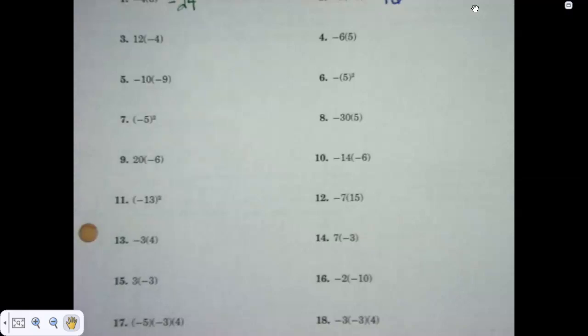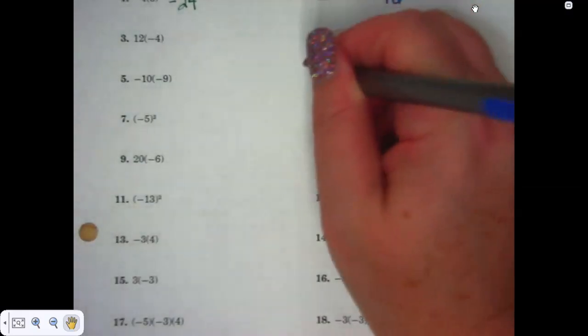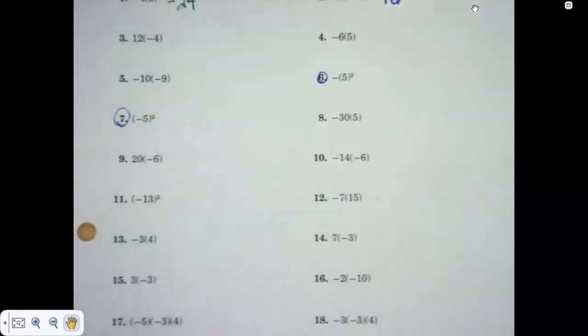Look at problems number 6 and 7 and see if you think those are the same problem. 6 and 7. We're going to compare these two. Do those look like the same problem, Mackenzie? No, they look similar, right? But they're not the same. You don't solve them the same, okay?